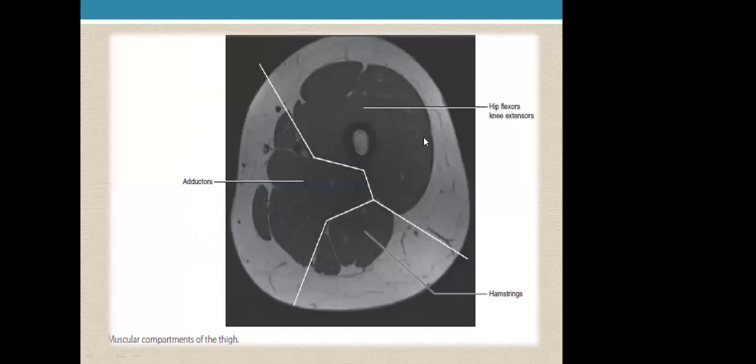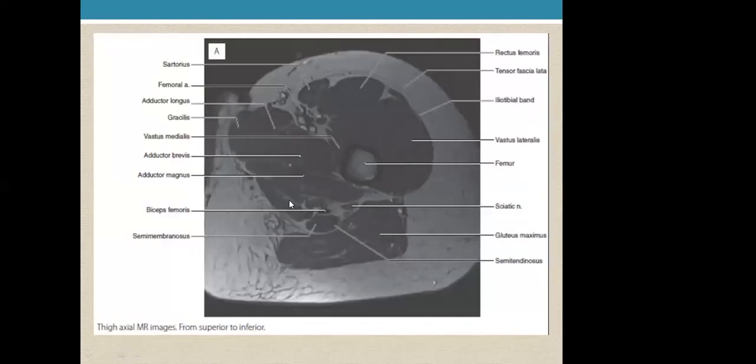This is also an axial MRI that will show the compartments from the radiological feature. This is the anterior compartment. This is the posterior, lateral. It's also the adductors. Here we can see on axial MRI at the three levels, the superior, middle, and inferior of the thigh. This is the superior. We can see here the sartorius, rectus femoris. This is the vastus lateralis, and also medialis. This is the femur.